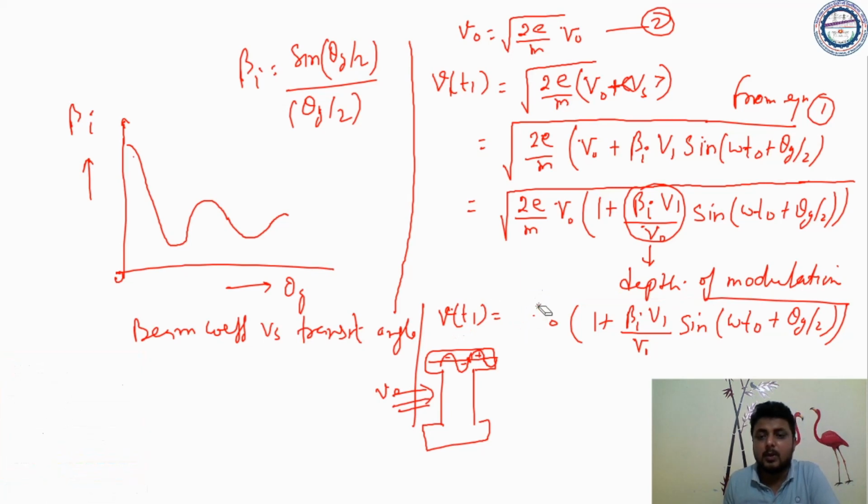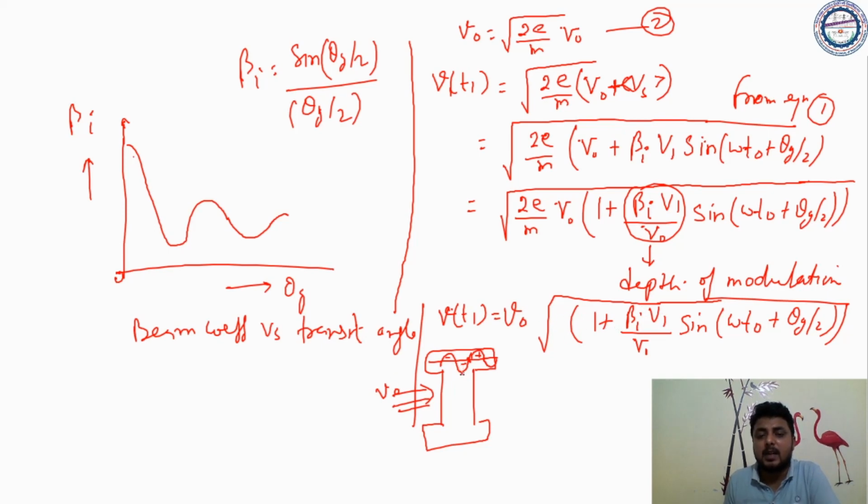So this is nothing but square root of. So this depends on this value. In the positive half cycle, V1 will be positive, and beta is of course always positive. So that means this V of T1 should be V naught into 1 plus something, meaning this will be accelerated.